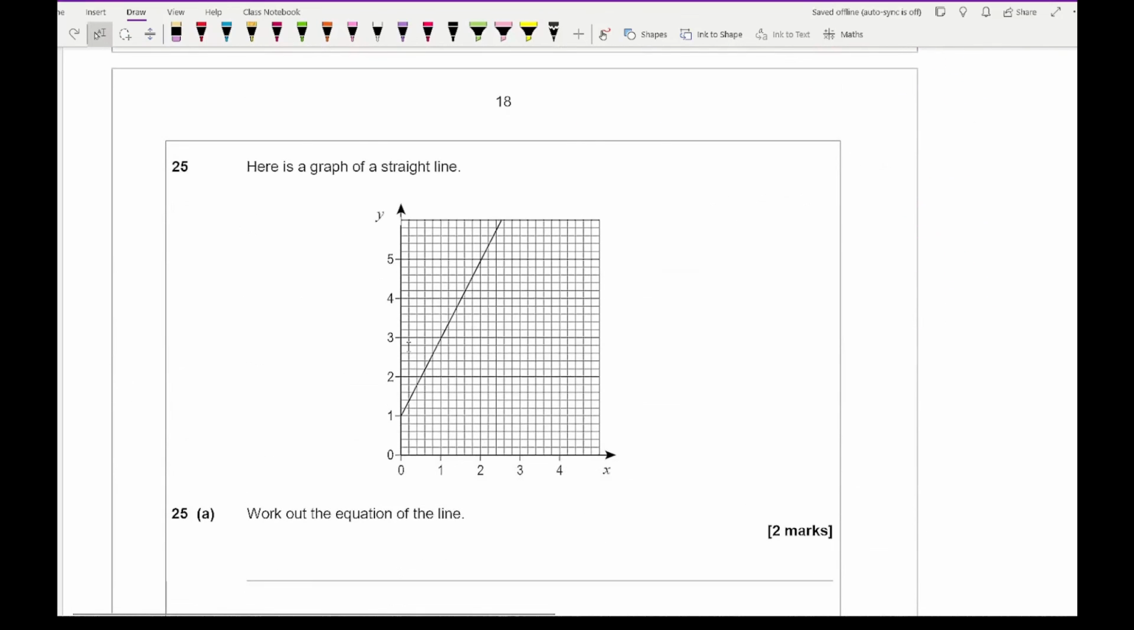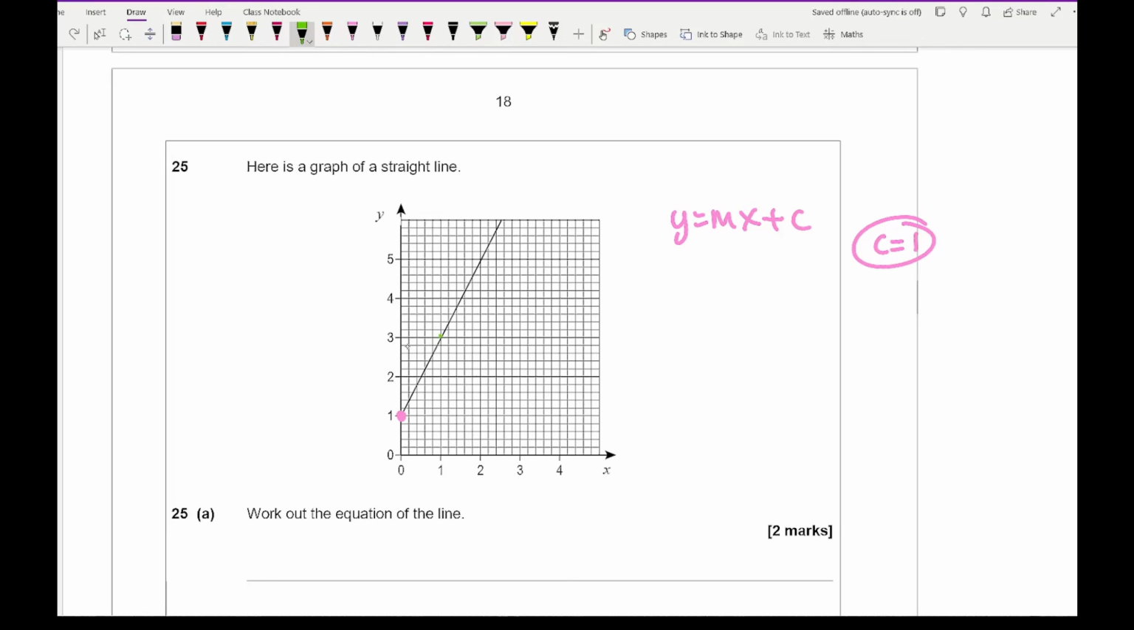Then moving on to question 25, it says here is a straight line graph. Work out the equation of the line. Well, the line crosses the y-axis at 1. So using y equals mx plus c, we know that c is going to equal positive 1. Then what I need to do is work out the gradient.